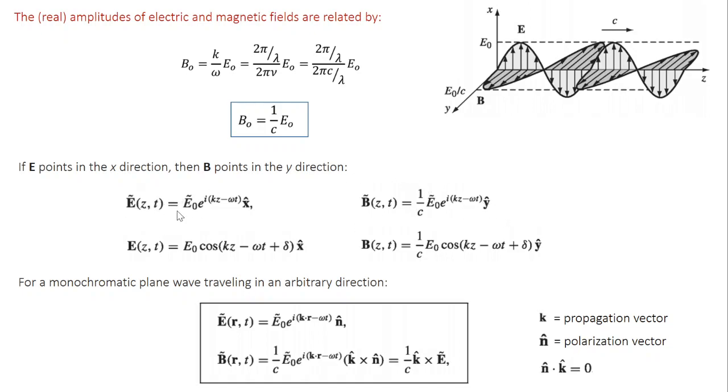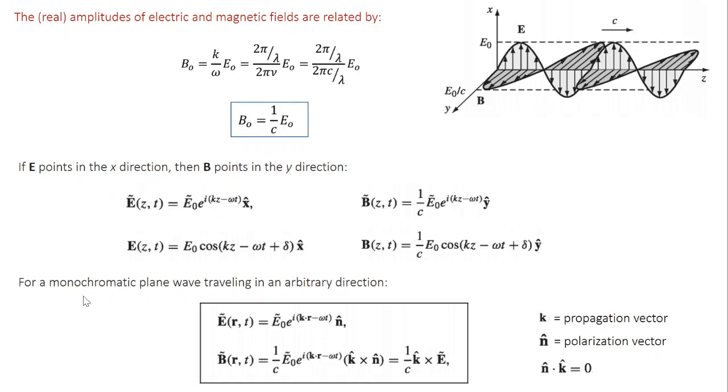Alternatively, you can write all this relation in terms of the real amplitude, because this is the true amplitude. So the real electric field E of z equal to E naught cos(kz minus omega t plus delta) x cap. Similarly, the real magnetic field B of z equal to 1 over c E naught cos(kz minus omega t plus delta) y cap. So this is for a wave traveling in the plus z direction.